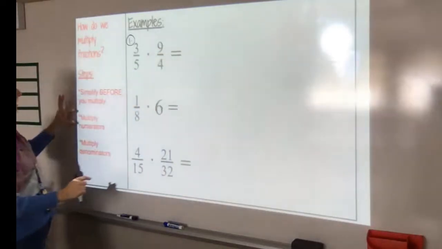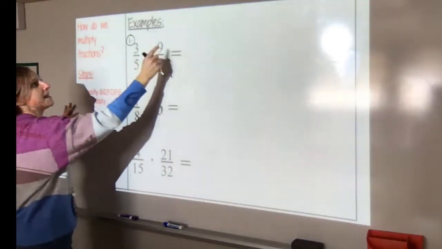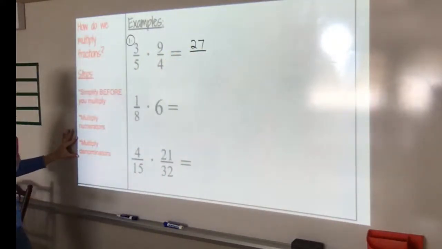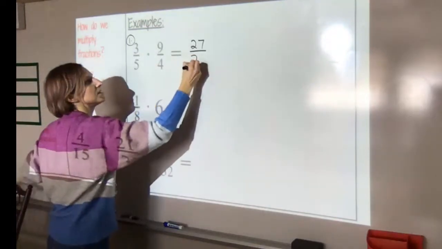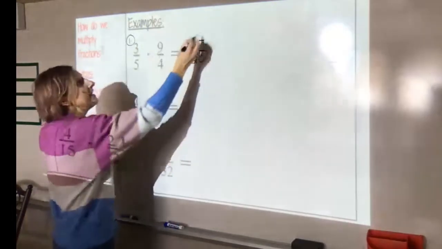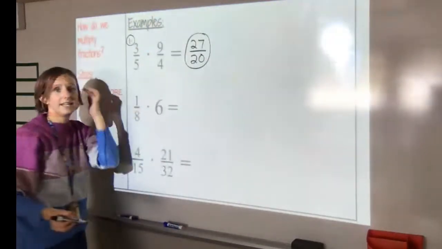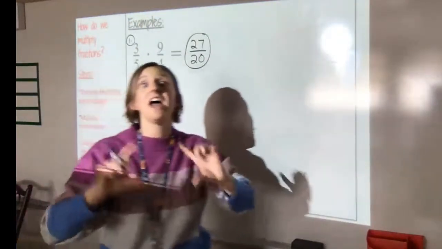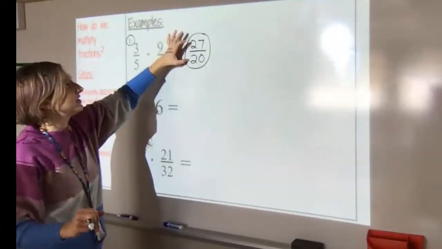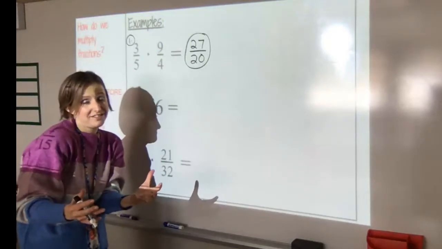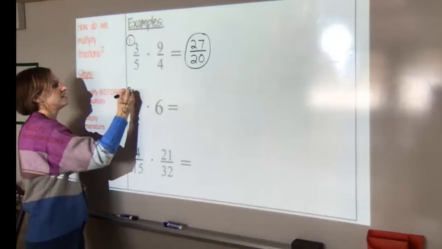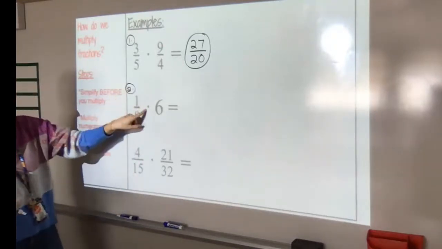No. So now I'm going to multiply my numerators. 3 times 9 is 27. I'm going to multiply my denominators. 5 times 4 is 20. You see that my final answer is improper. I'm going to leave it like that. If it was a real world problem and I was getting an improper fraction for my answer, then I would convert it to a mixed number. Taking one more quick check, 27 and 20, do they share a factor besides 1? No, they do not. Go ahead and write down example 2. 1/8 times 6.